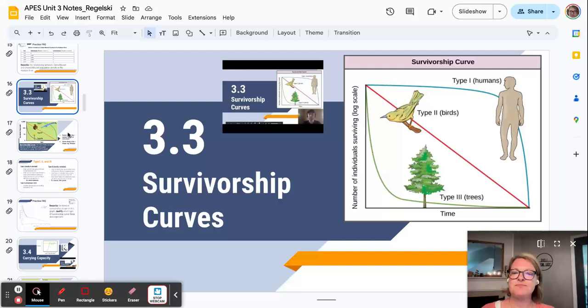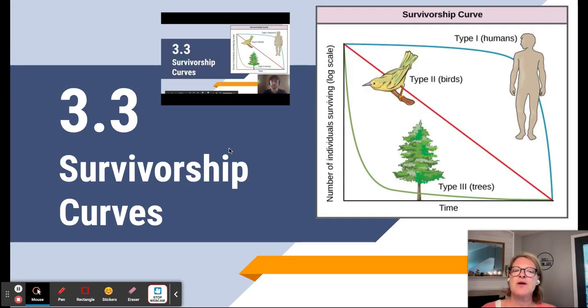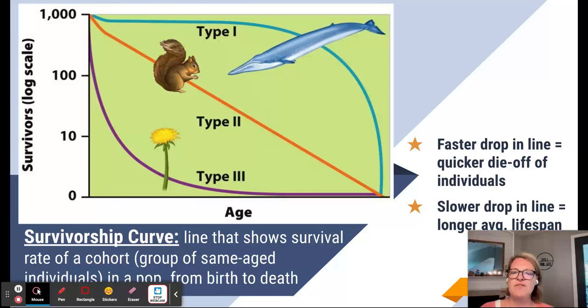Okay, so let's talk about section 3.3 and survivorship curves. Survivorship curves are lines that show the survival rate of a cohort. A cohort is organisms that are grouped by their age, so individuals of a population that are grouped by their age. In a population, we're looking at it from birth to death.